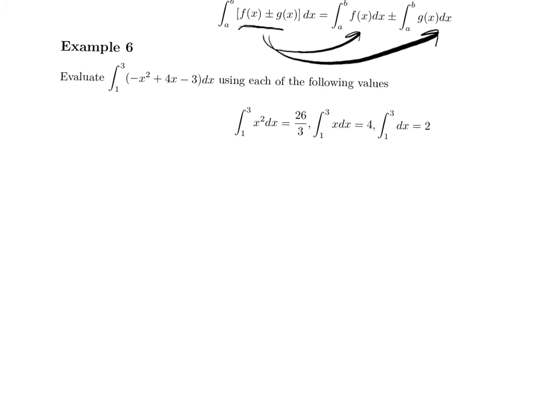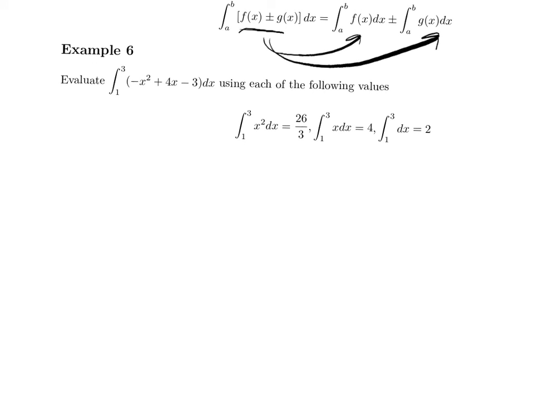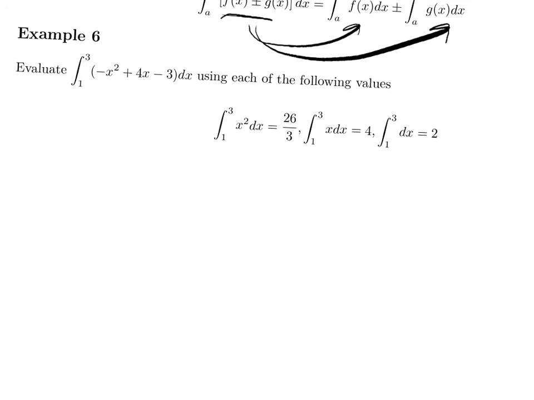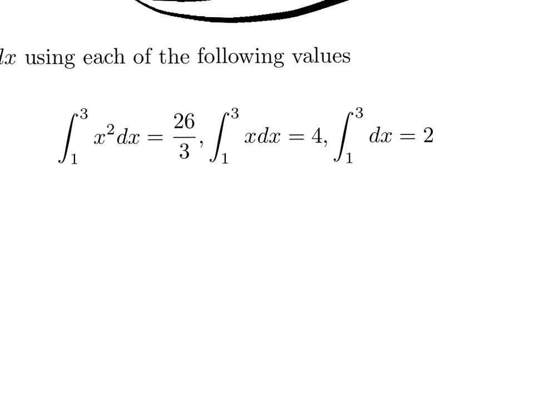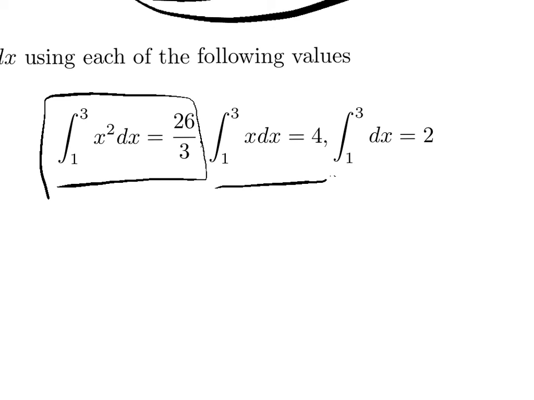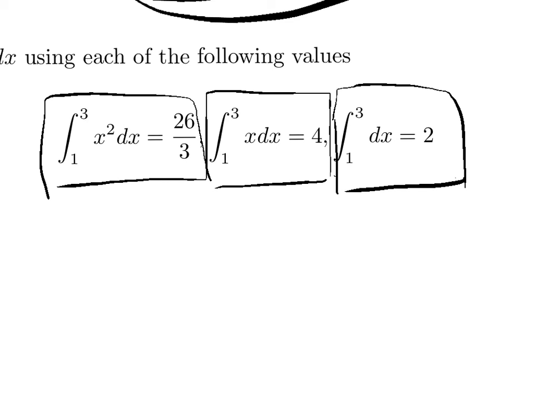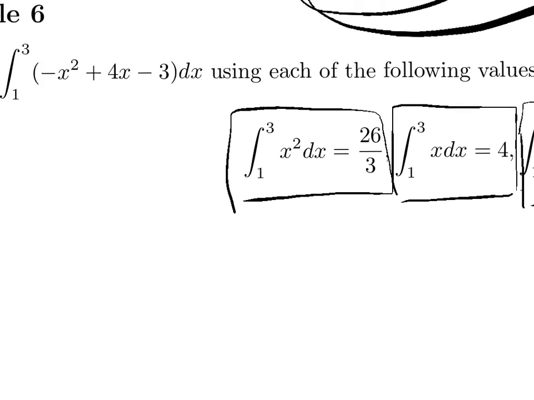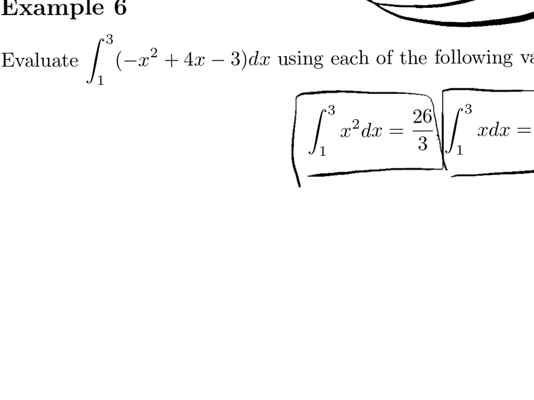So example 6, we're given a bunch of integrals and their values to start with. The integral from 1 to 3 of x squared dx is 26 over 3. That's given. We're not evaluating that or deciding if that's true. They're telling us that's true. Same thing with this one: 1 to 3 of x dx is 4, and 1 to 3 of just dx is 2.